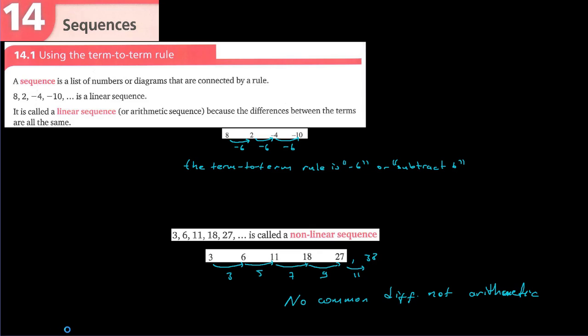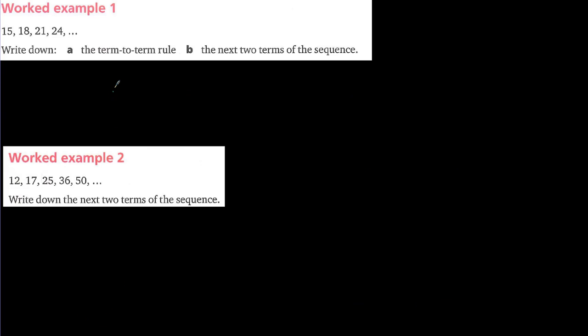Okay, let's continue with the exercises. Here we are going to find the term-to-term rule, and we are going to find the next two terms of the sequences. So if I rewrite the terms again: 15, 18, 21, and 24. These are the numbers that we have. From 15 to 18, you should increase by 3. From 18 to 21, you are going to increase by 3. From 21 to 24, again, you are going to increase by 3.